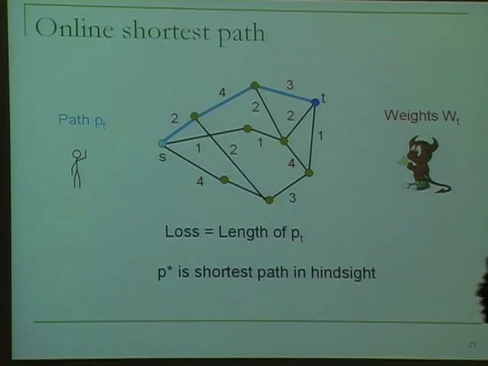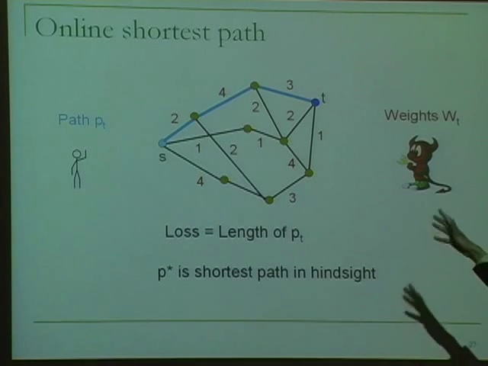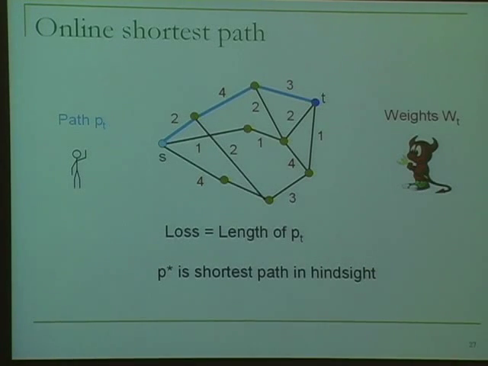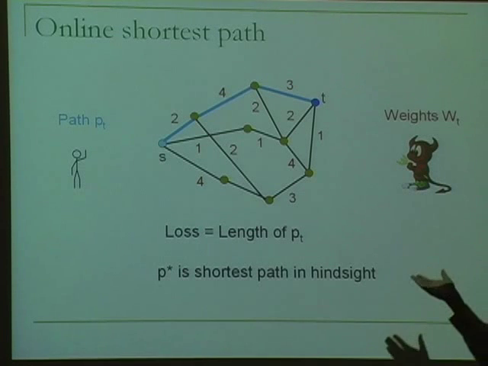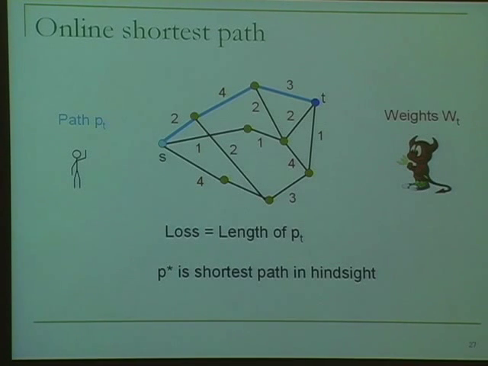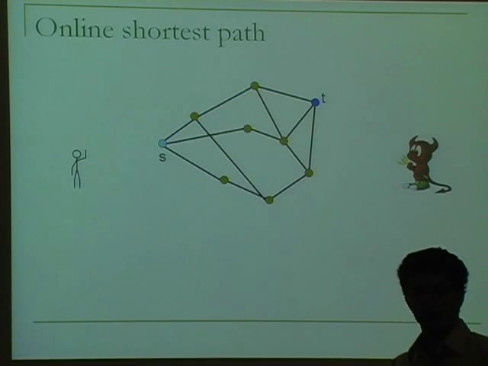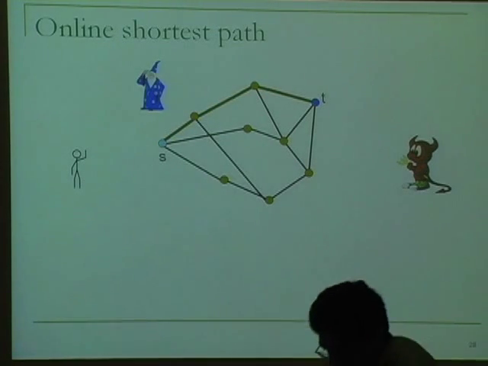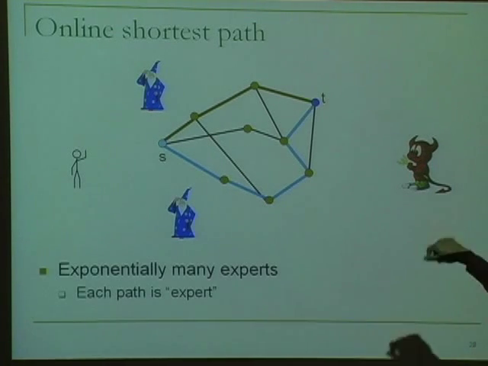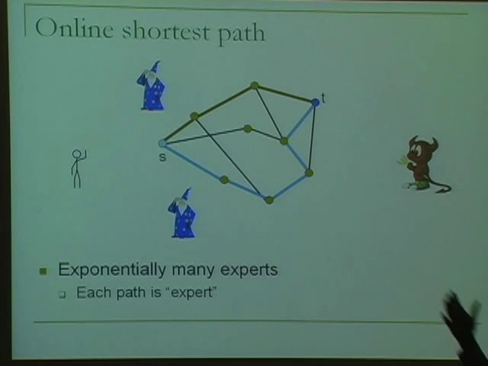Here, as I mentioned, the loss is the length of Pt, and P star usually denotes the shortest path in hindsight, which is what we want to be competitive with. So after T days, we compute the shortest path in hindsight, and we want to be competitive with the loss of that. Also, implementing follow the leader here is very efficient because in each round, you basically do a shortest path computation of all the weights you've seen so far, and that gives you the new path to play. Another way of looking at this problem is to think of there being an expert associated with each path, but there are, of course, exponentially many experts. And the game is to choose between these experts in some efficient way.